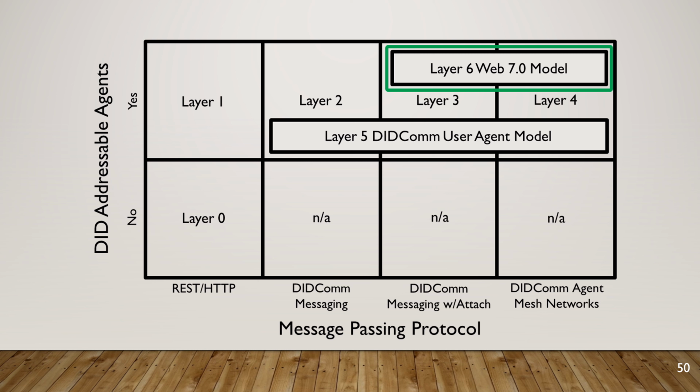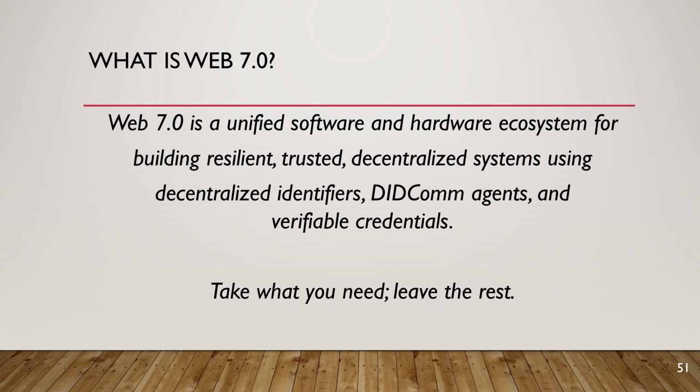Well, the last and final, the 7th layer, is the layer 6 Web 7.0 architectural model. Remind ourselves what Web 7 is. Web 7.0 is a unified software and hardware ecosystem for building resilient, trusted, decentralized systems using decentralized identifiers, DIDComm agents, and verifiable credentials. And it has this tagline of take what you need, leave the rest, and I'll refer you to some of the other presentations to dive into that further.